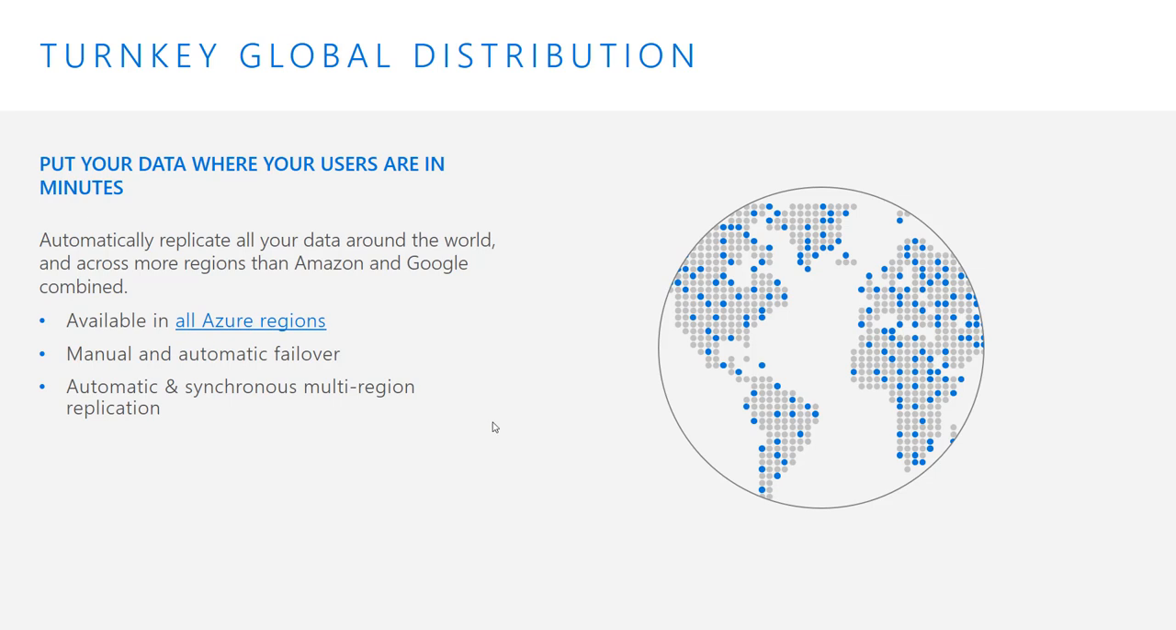So let's talk about global distribution. Cosmos DB is a ring 0 service of Azure, so wherever Azure is, Cosmos DB will be there. Today, Azure is in 52 data centers, and Azure has more data centers than Amazon and Google combined. Once you distribute this data, you get 5 nines of availability.